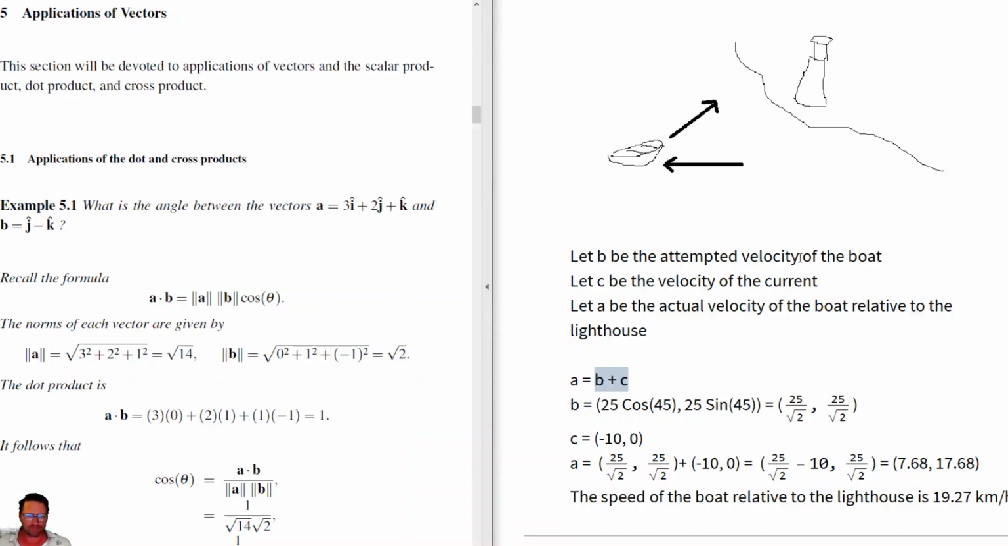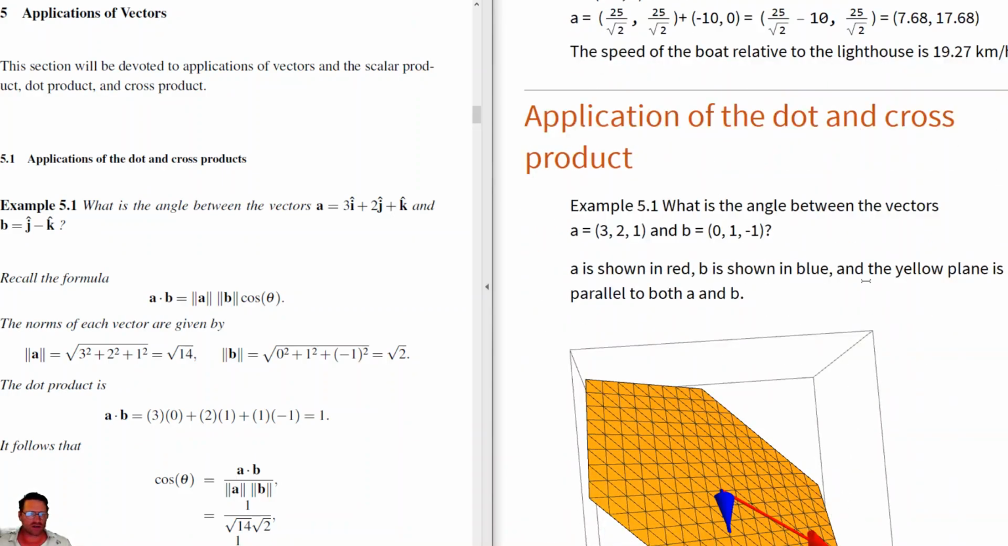Okay. Let's move on and have a look at applications of vectors. So we're going to look at scalar product, dot product, and cross product, and we did cover these in the last video that I made, but we're going to go into some more detail essentially and see how we might use some of these things.